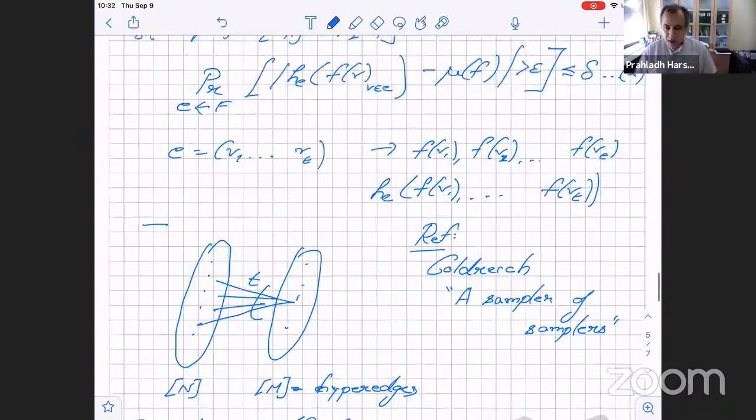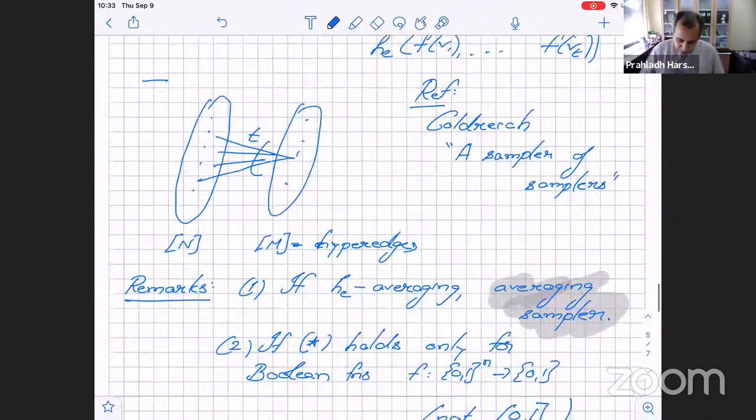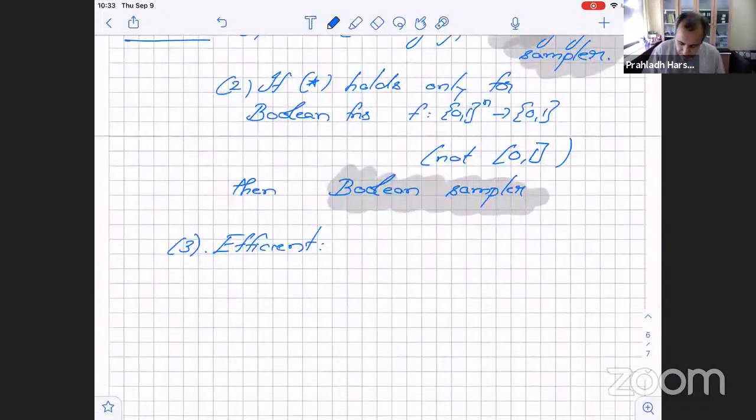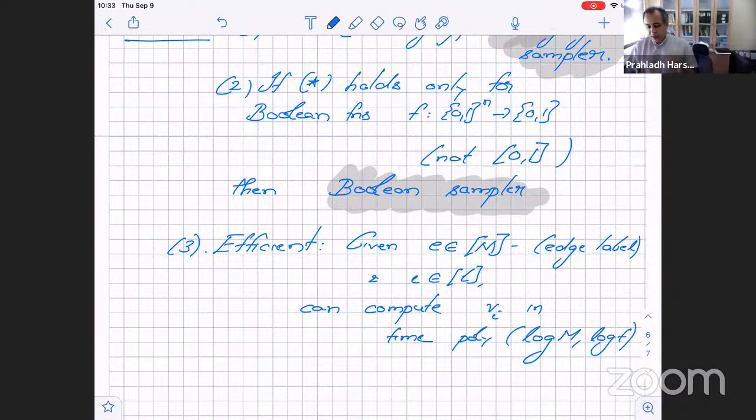Notice in both the pairwise independent, I tell it the edge label, I tell it which edge I'm operating on and which vertex in that edge I want. It must be able to find out which is that vertex. So it must be given E in M, that is the edge label, and I in T, and can compute V_i in time polynomial in log of M and log of T. That is, polynomial in the input.